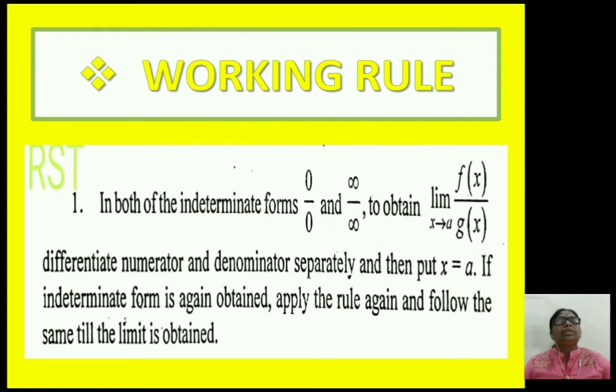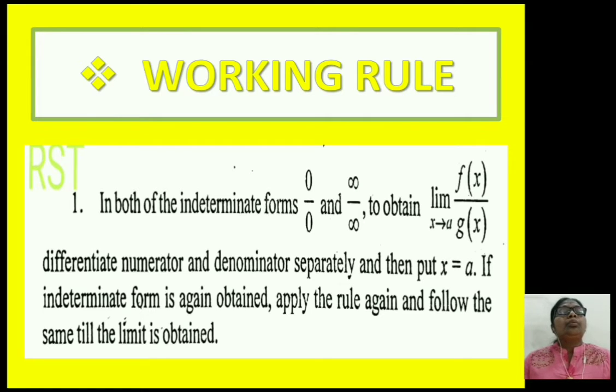obtained. That means if the indeterminate form is 0 by 0 or infinity by infinity, we differentiate limit of f(x) upon g(x) as x tends to a. That means we differentiate numerator and denominator separately and then put x equal to a. If we get again indeterminate form 0 by 0, then the same step is repeated till the limit is obtained.